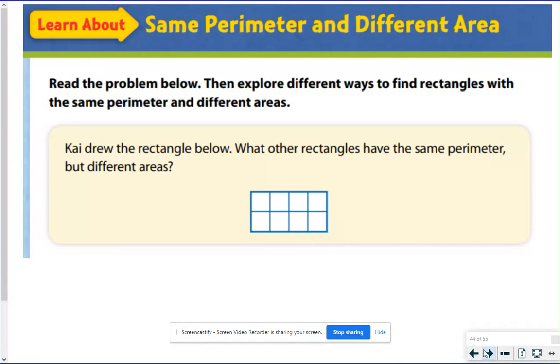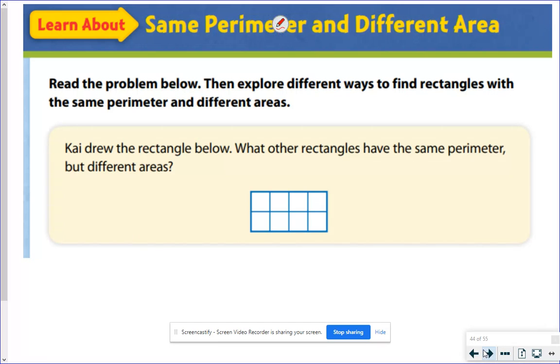Today we're talking about same perimeter, different area. Yesterday's lesson was about same area, different perimeter. So Kai drew the rectangle below. What other rectangles have the same perimeter but different areas?